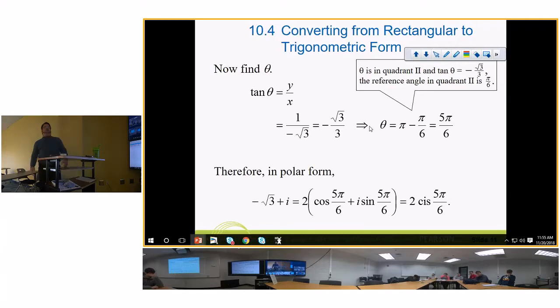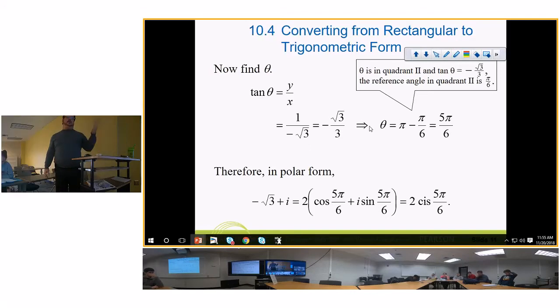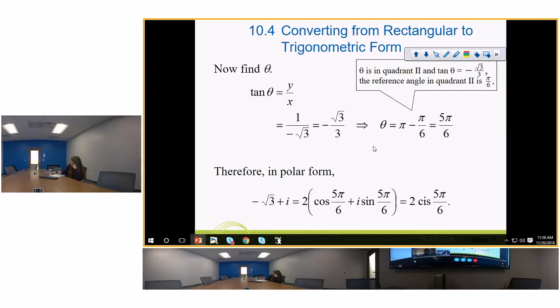Now, after you find r, I mean, after you find theta, what do you do? Plug and chug. Now, you could write it as 2 times cosine of 150 plus i sine of 150, or 2 cis 150 degrees. You can write it either way, but what do you need to read to make sure that you turn in the right answer? The directions. The context of the question. If not sure, write both of them and put or.